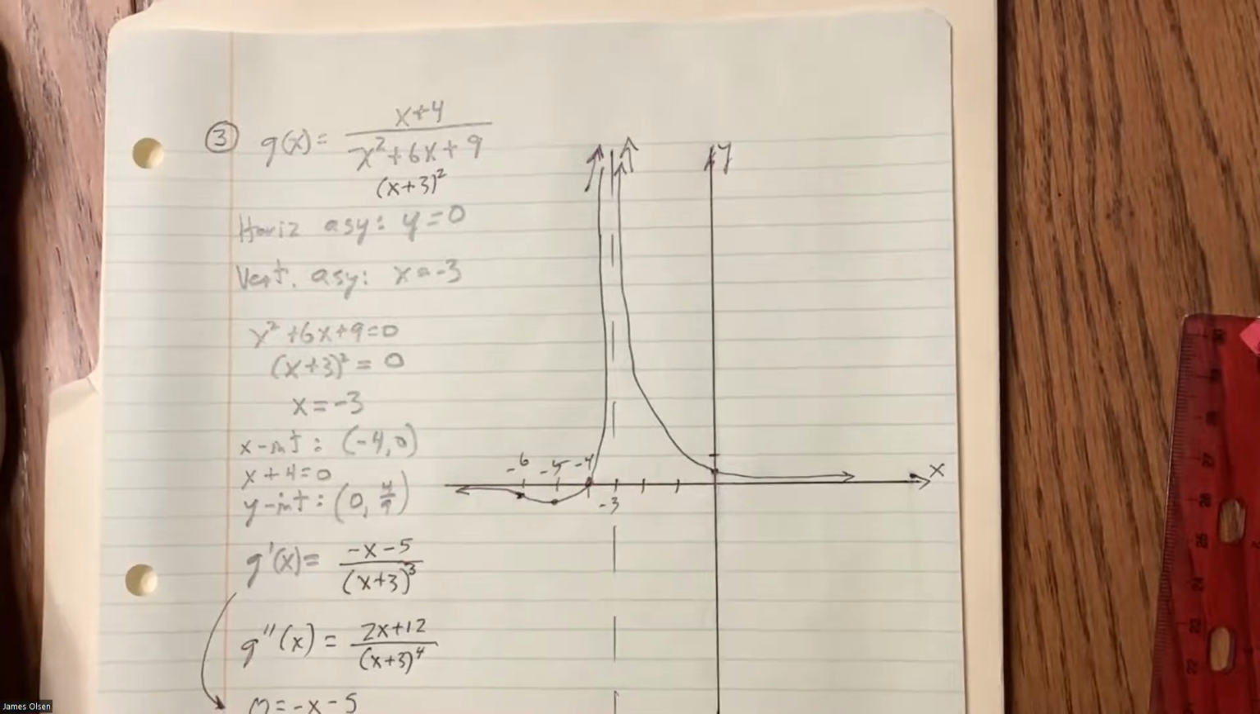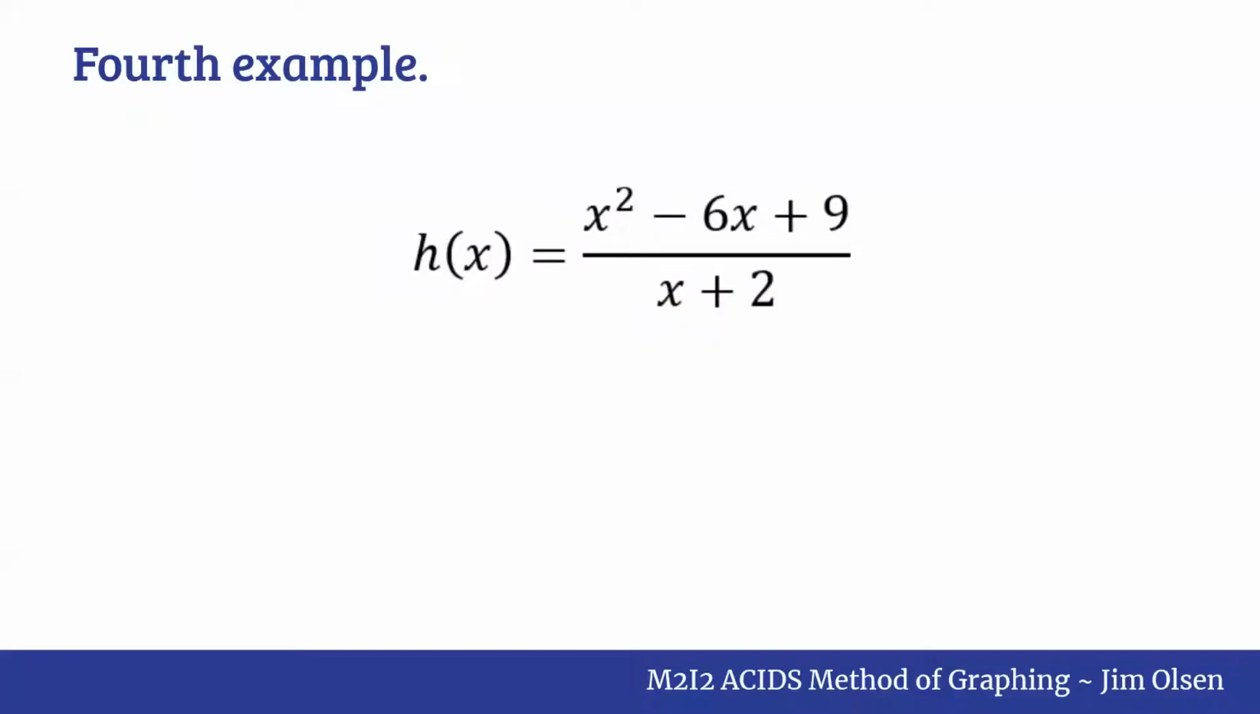Let's take a sip of coffee and move to example 4. Example 4 is similar to the last example. However, the numerator now has a higher degree than the denominator. So the numerator is going to be dominating, and this is not going to have a horizontal asymptote.